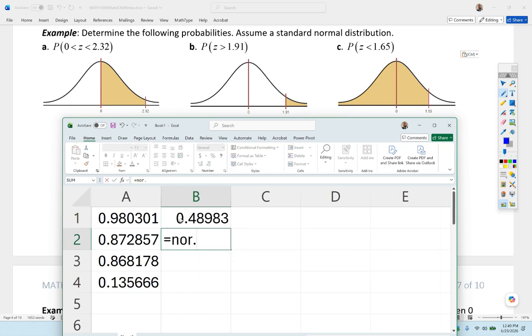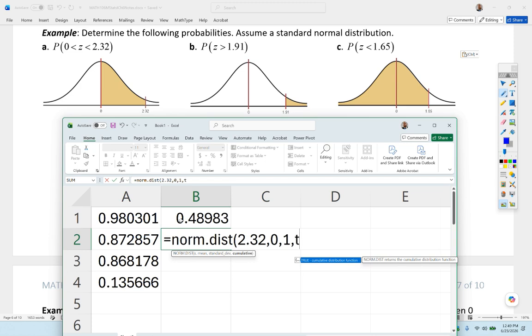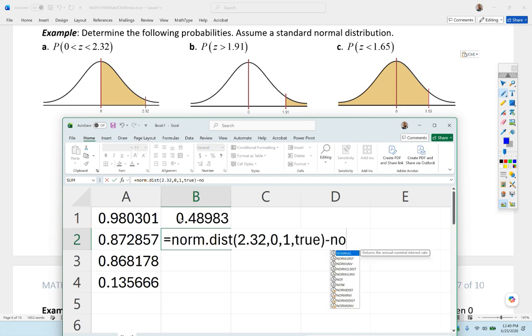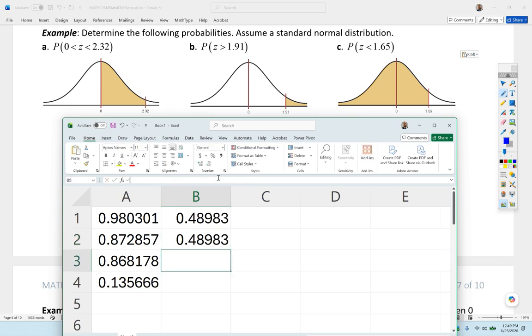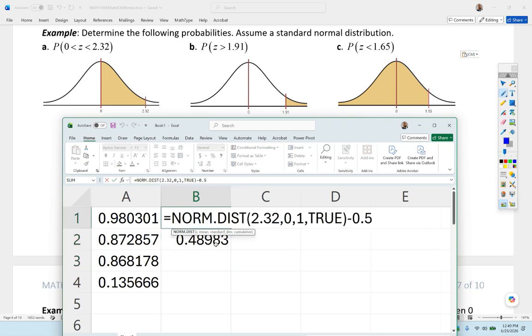Or NORM.DIST of 2.32, comma 0, comma 1, comma true, and then minus NORM.DIST of 0, comma 0, comma 1, comma true, right? Because the z value at the middle is 0, right? Same answer, right? So either way, you're going to get the same answer, correct?